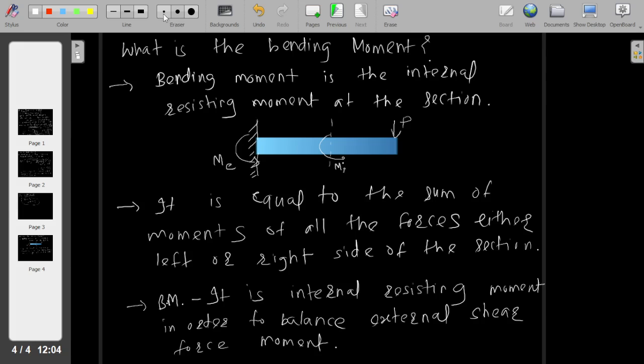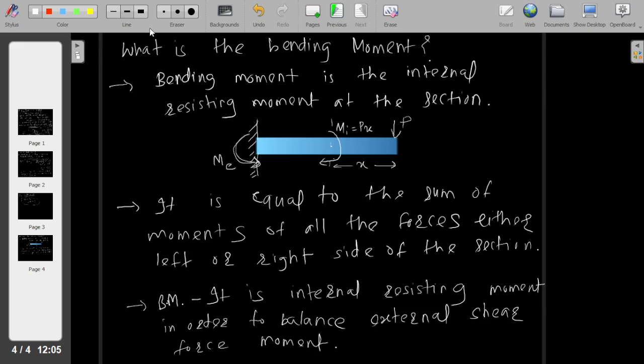Let me correct this figure once more. The moment will come like this, that is the internal moment because of this load. If I take a moment at this point, this is x, if I take a distance x, the moment is P into x coming here. In order to balance this moment, there will be the setup of this external, else the system will not be balanced. I think you guys understood this, isn't it?